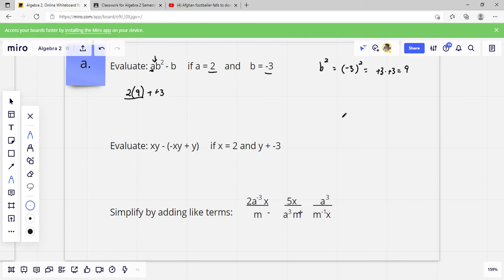So I'm going to multiply first. 2 times 9 is 18. Plus 3. 19, 20, 21. Should be the answer on that. Let me double check the answer key.